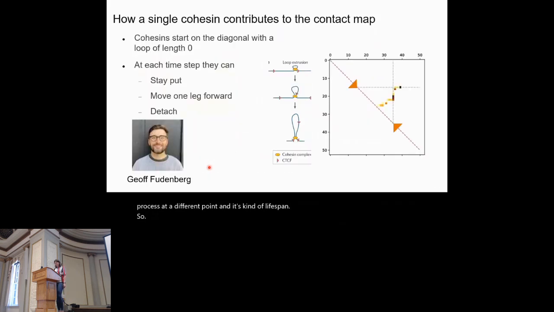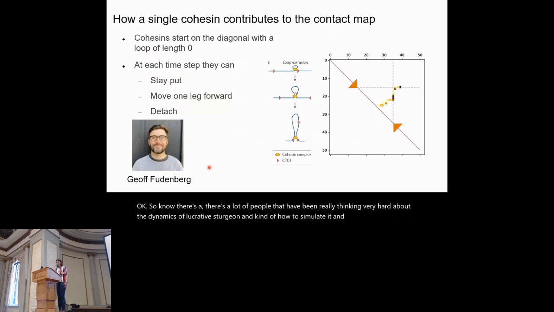Okay, so there are a lot of people who have been thinking very hard about the dynamics of loop extrusion, how to simulate it, and how to understand it from a physical perspective. For our model, we're very much inspired by the work of Jess Frudenberg, who created this concept: you can try to simulate the chromatin in 3D, but then we have this 2D data. Well, what if we just do the simulation in 2D? This actually simplifies things quite a lot, right?